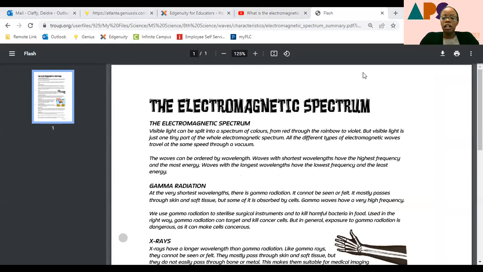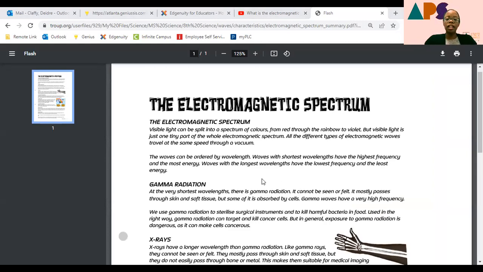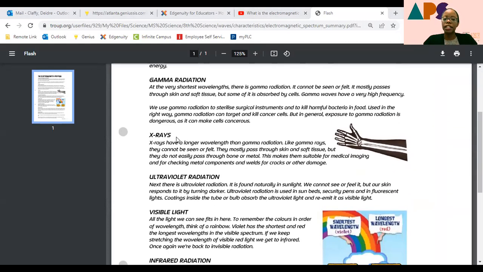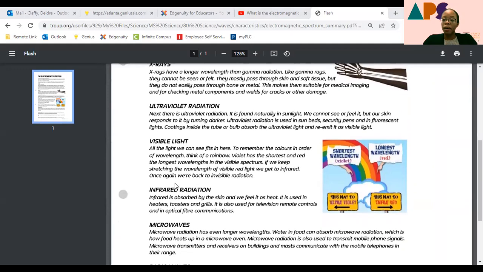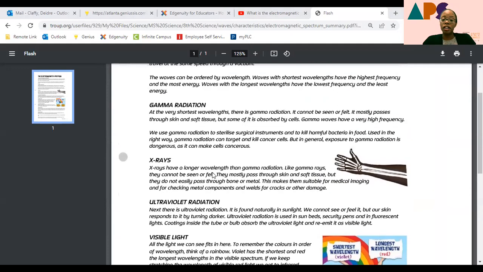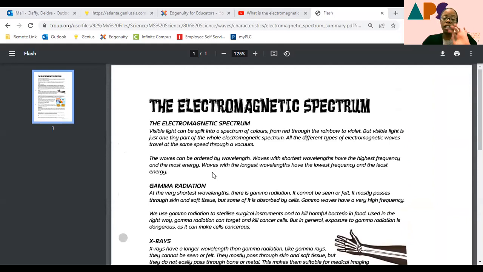All right. So the electromagnetic spectrum, and like I said, this is going to break down each of the things that I can expect to see here on the diagram that we were looking at earlier. So the electromagnetic spectrum, visible light can be split into a spectrum of colors from red through the rainbow to violet, but visible light is just one part of the whole electromagnetic spectrum.